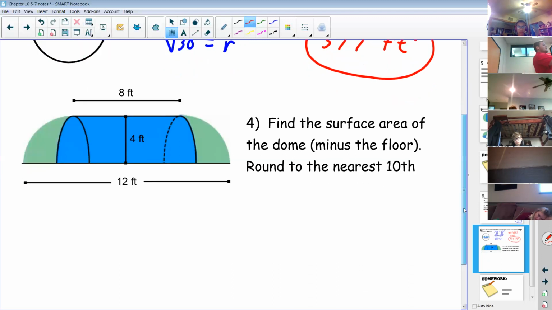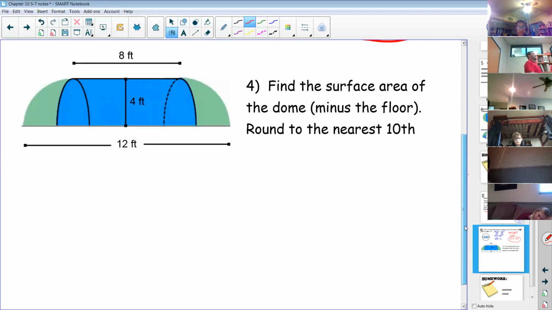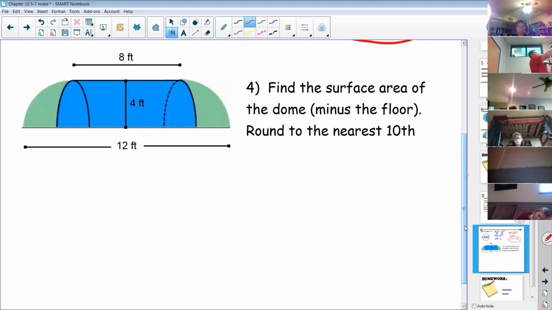We think about what do we need here to find surface area? Well, to start, we can look at these two ends here, which look like half of a hemisphere. If I have half of a hemisphere and I have two of them, I combine them together, I'm going to get one hemisphere. So I need the equation for a hemisphere. So 1/2 times 4 pi r squared, right? That'll give me the area of my hemisphere.